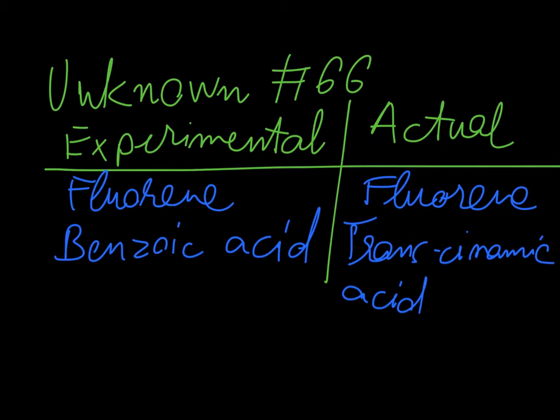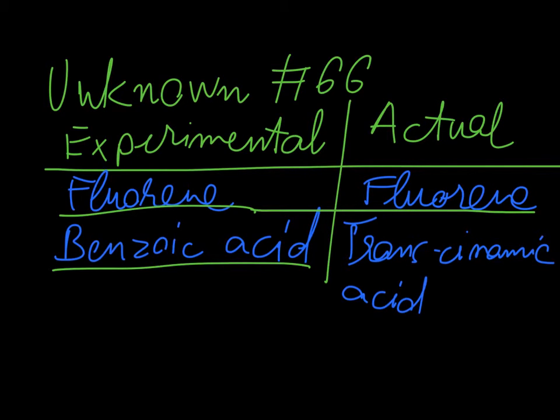For my unknown 66, I was able to obtain two compounds which are fluorene and benzoic acid by measuring their melting points and comparing them to the melting point reference table. I was able to correctly identify the fluorene. However, my benzoic acid was not correct. The actual compound was tranexamic acid.